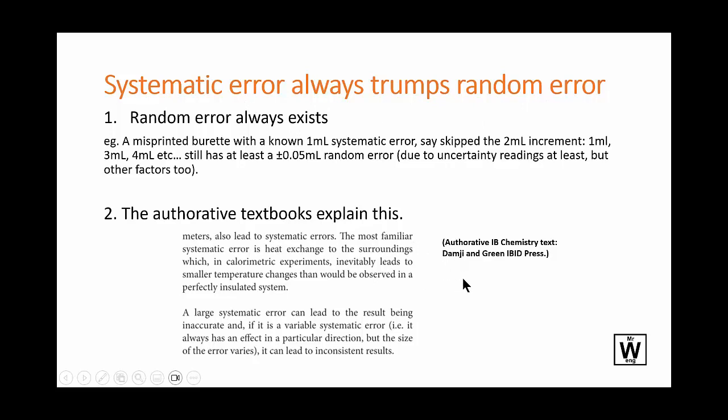And so most textbooks are really quite poor on telling you what random and systematic error is. I had a 40-year IB examiner say that they would go to Damji and Green as the authority, and Damji and Green does actually list quite clearly: systematic error can lead to a result being inaccurate, and if it's variable, like has a large random error, it can also be inconsistent. So it says it here that the most familiar systematic error is heat exchange to the surroundings. That has a huge random error, and here it's talked about random error within a systematic error.